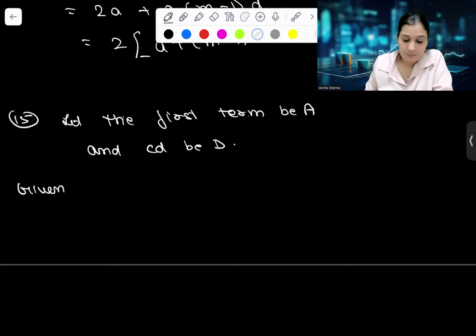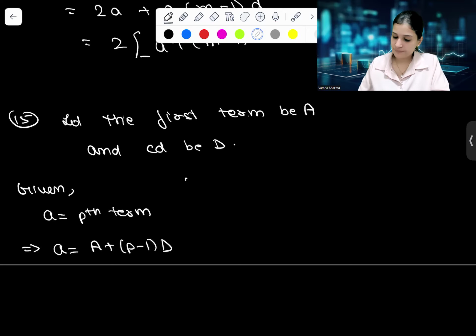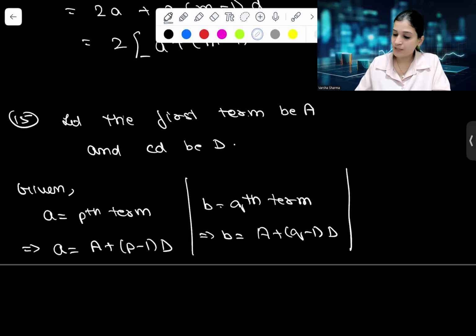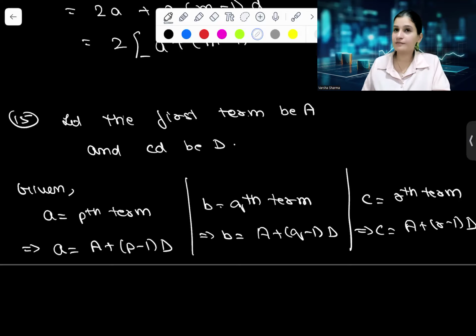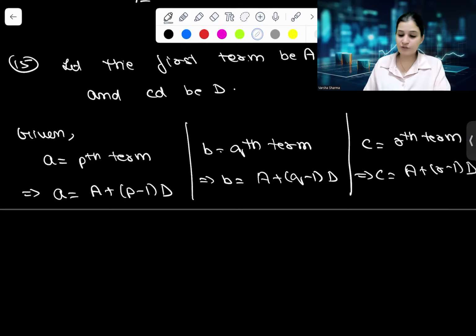Given the pth term is A. So what is the formula of pth term? A plus P minus 1 D. B is the qth term. So B will be A plus Q minus 1 D. C is the rth term. So it will be A plus R minus 1 D. Yes? Done? Now, what we want is to prove.